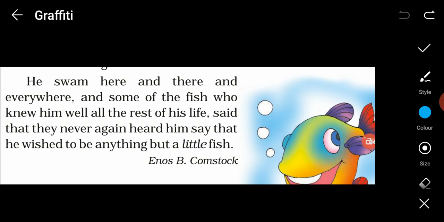So here Enos Benjamin Comstock is trying to show you that God has not made everybody perfect, but God has made everybody happy. You have to be happy in how you are, whether black or white, tall or short, thin or fat, big house or small house, big car or small car, or no car. You always have to remain happy, because if you are not happy, there is no point of having anything.